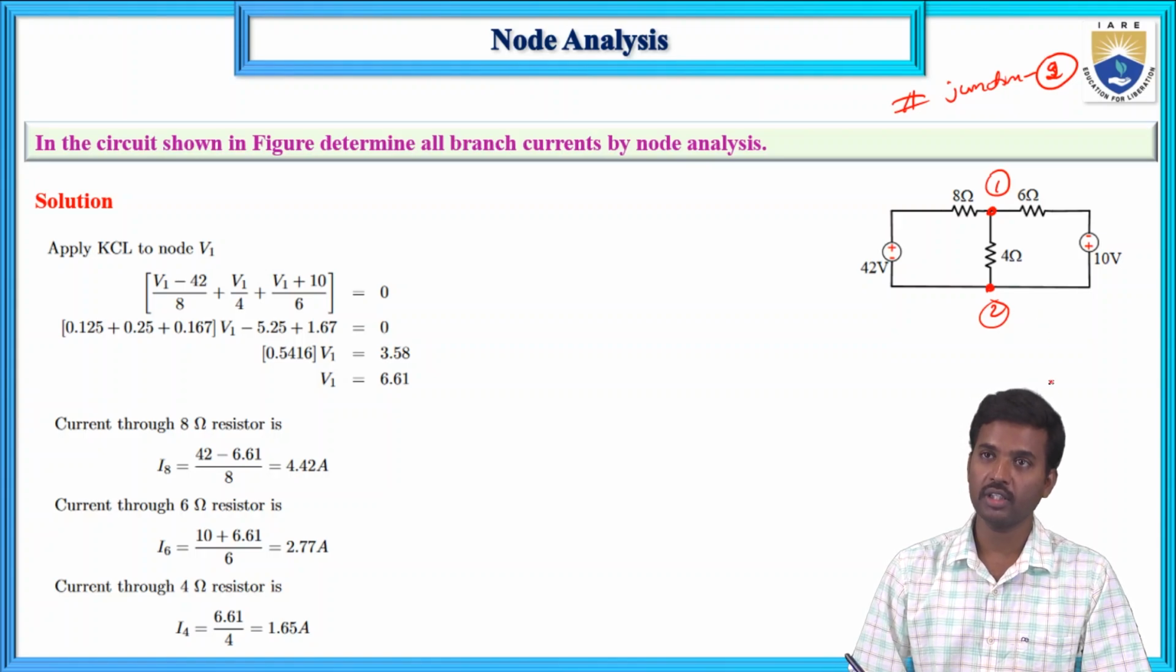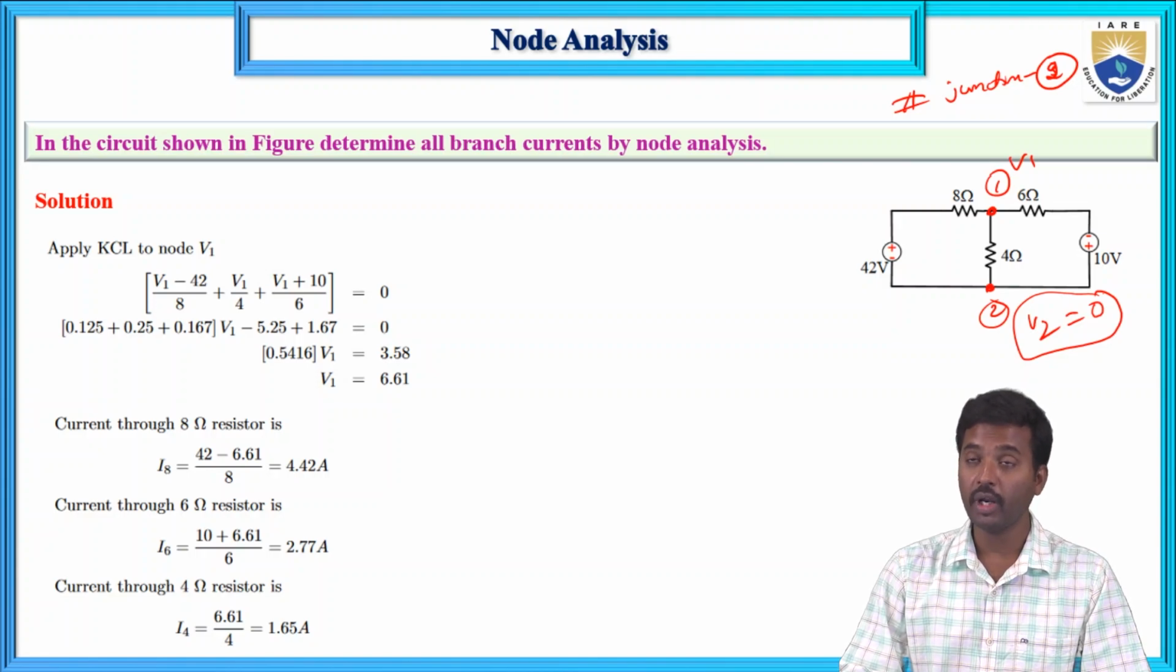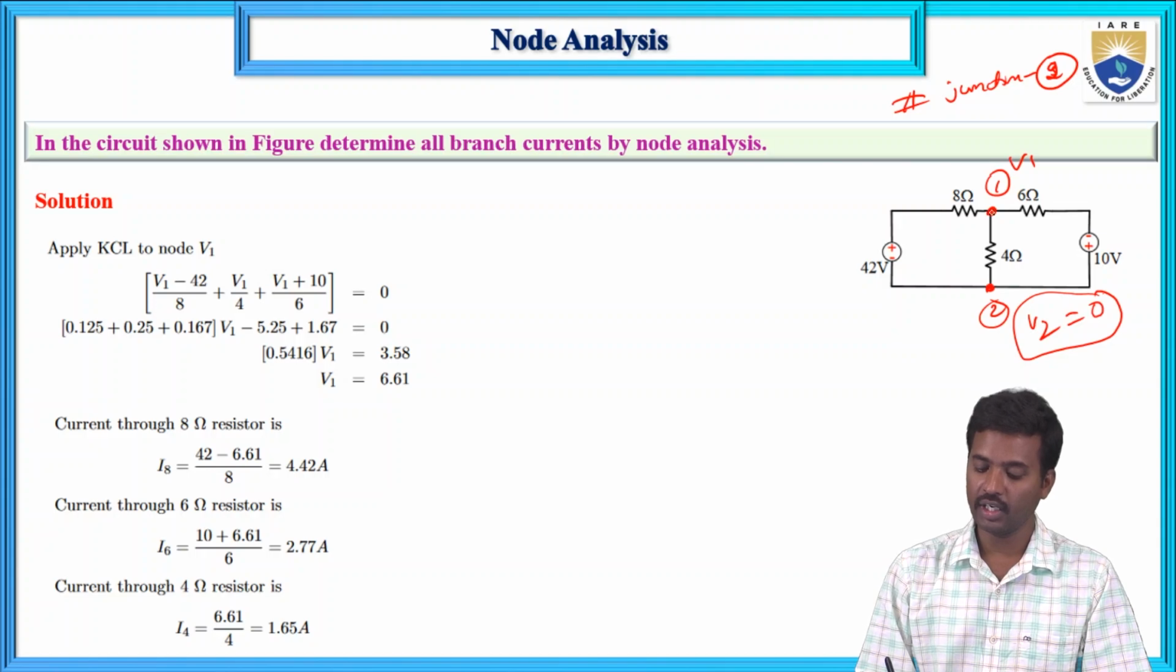In that 2, select one junction as a reference junction, preferably the bottom one. Now assume the junction voltages V1 and V2. The reference junction voltage is always 0, so V2 equals 0. The third step is to apply KCL at each node other than the reference junction.